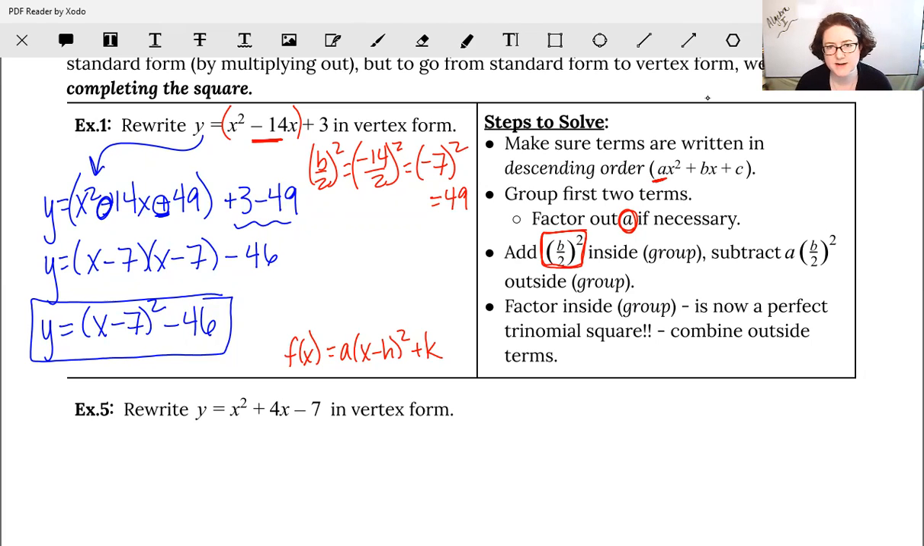So let's try another one. Again, this one has no a value to start out. It just starts with an x squared, so we can practice finding that (b/2) squared value. Alrighty, here we go.